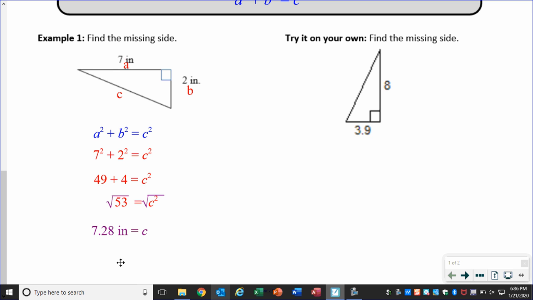We can flip that around, so C equals 7.28 inches. That makes sense because our hypotenuse should be the longest side, and this is longer than either of the other two sides. So we just go ahead and circle it. Now you are going to try to find the missing side on this triangle.